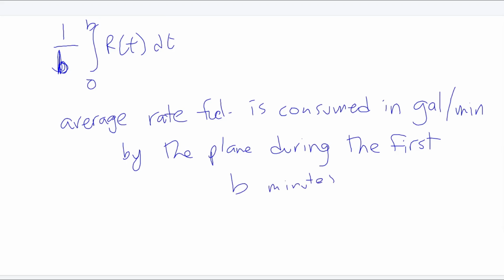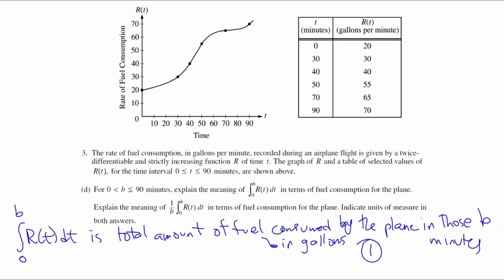And they'll give you 3 points here. 1 for having the units in both of them, and then 1 for each explanation. So 1 for this explanation and 1 for this explanation. And that's the end of this rate FRQ, question 3 from the 2003 AP Calculus AB exam.